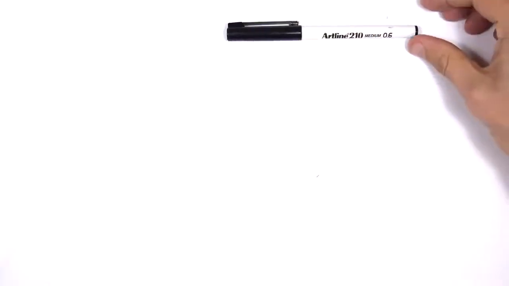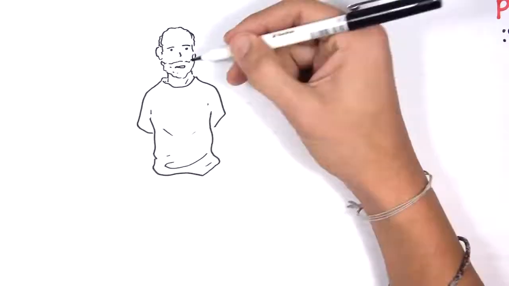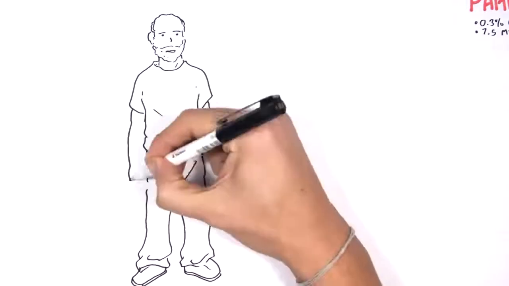Hello, in this video we're going to talk about Parkinson's disease, which is a neurodegenerative disease. About 0.3% of the population over the age of 40 has this disease. It's about 7.5 million people worldwide. So let's look at, firstly, the signs and symptoms of Parkinson's.